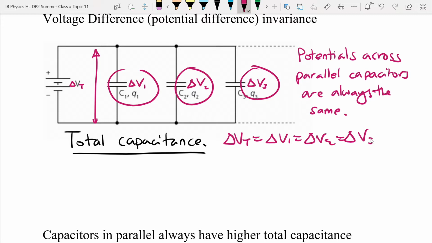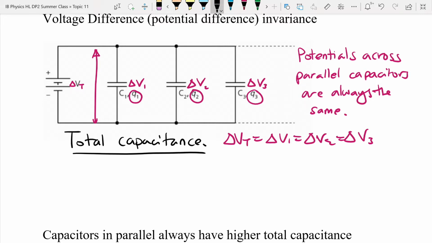Let's look at the total charge then. You're going to have an amount of charge stored here, an amount of charge stored here, and an amount of charge stored here. There are three different capacitors, so there are three amounts of charge you can store. If you want to model this as if it were only one capacitor, the total charge has to equal the sum of the charges, right?